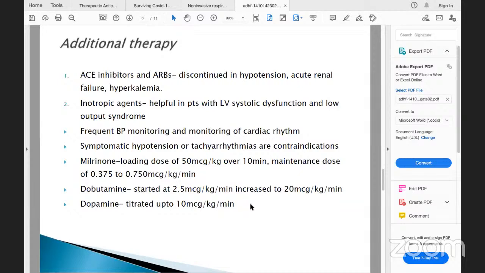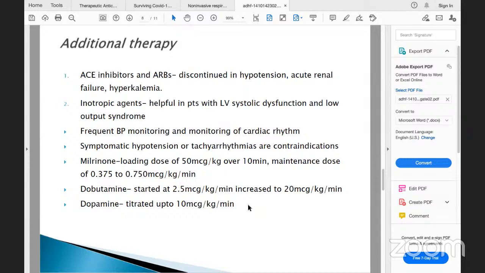Additional therapies are ACE inhibitors and angiotensin receptor blockers, which are discontinued if the patient has hypotension, hyperkalemia, acute renal failure, or a persistent cough. Other inotropic agents are helpful in patients with LV systolic dysfunction and low output syndrome. Frequent BP monitoring should be done, and at least once or twice an ECG should be done for monitoring of cardiac rhythm. Symptomatic hypotension or tachyarrhythmias are contraindications for giving these drugs.